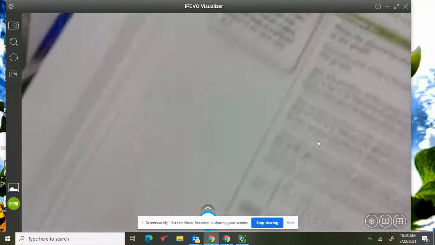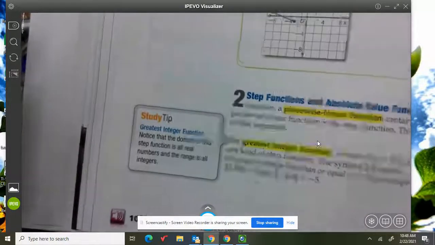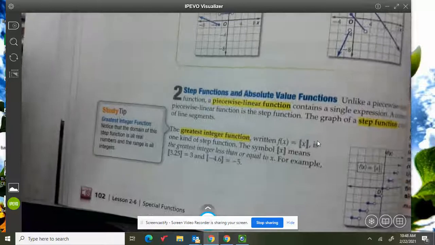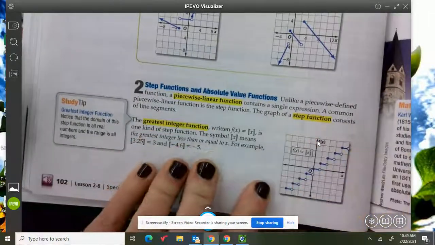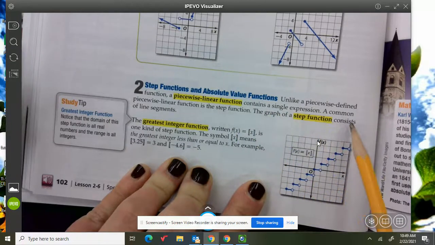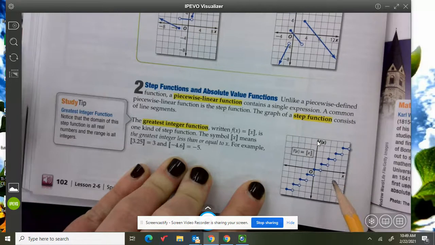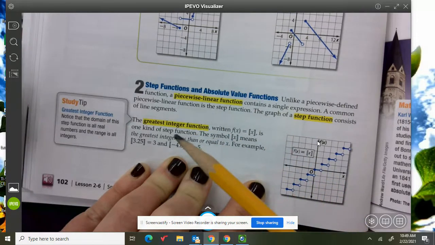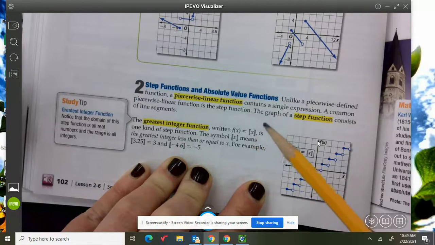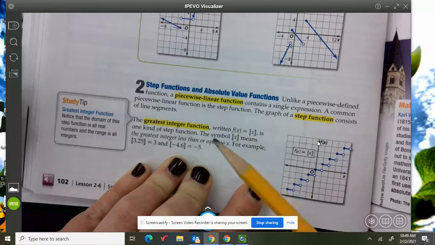So here, this is another type of piecewise function. It says, unlike a piecewise function, a piecewise linear function contains a single expression. A common piecewise function is called a step function. Okay, so it has double bars. I think on your review it's single bars. It just depends on the textbook. The graph of a step function consists of line segments. The greatest integer function is one kind of step function.